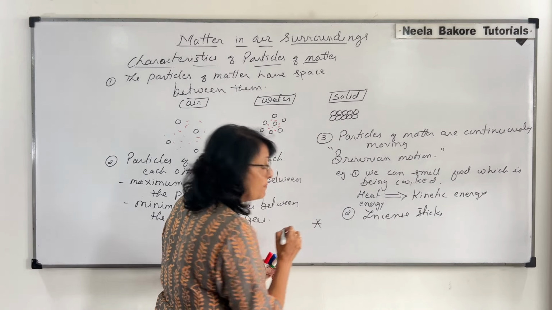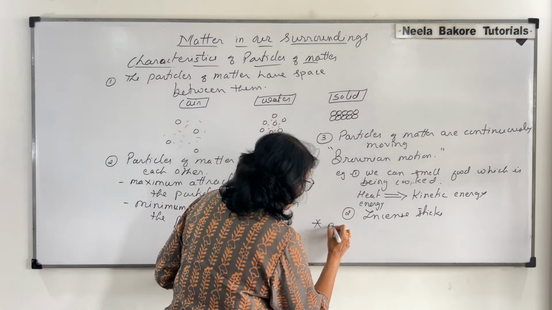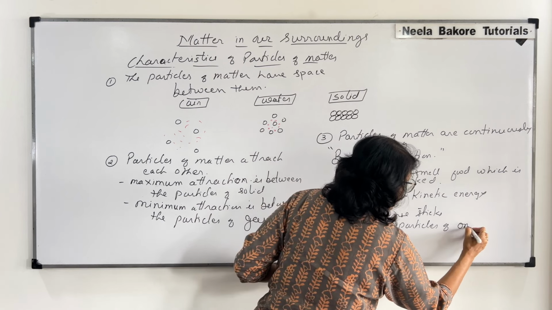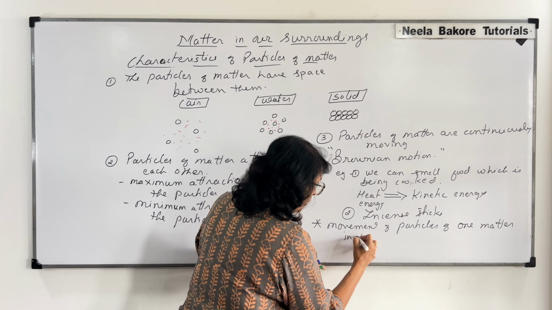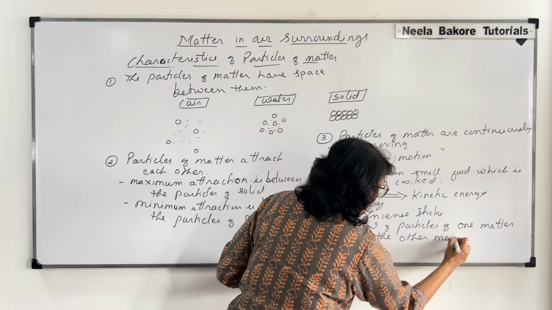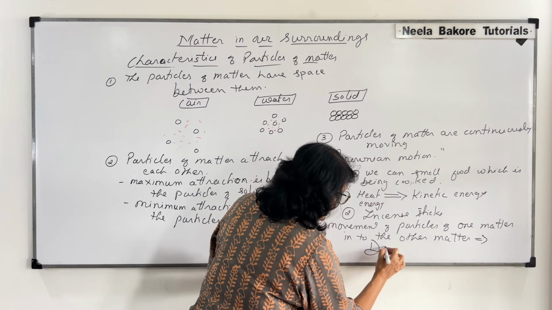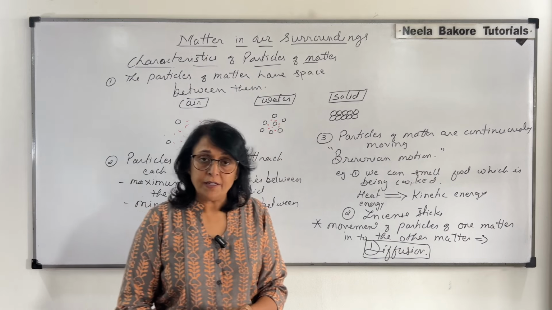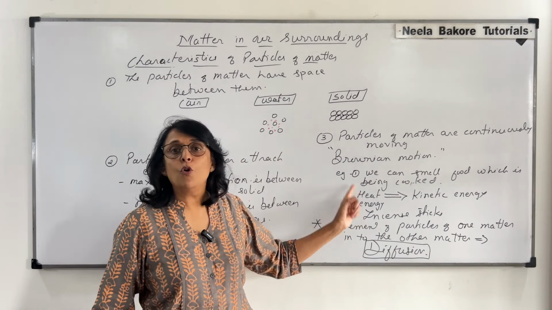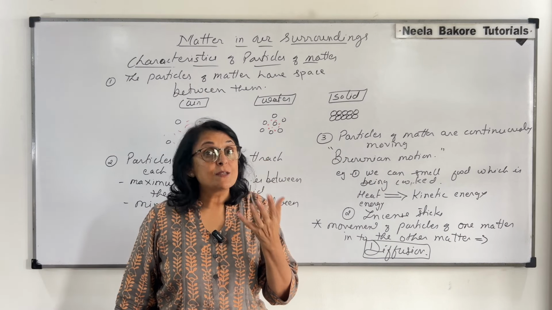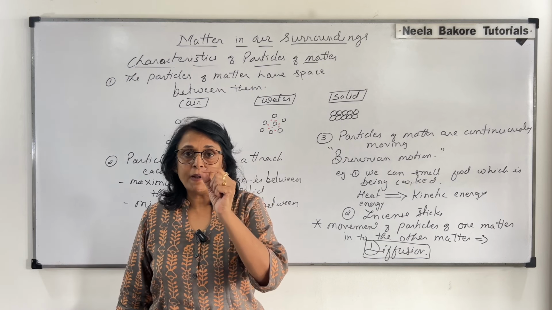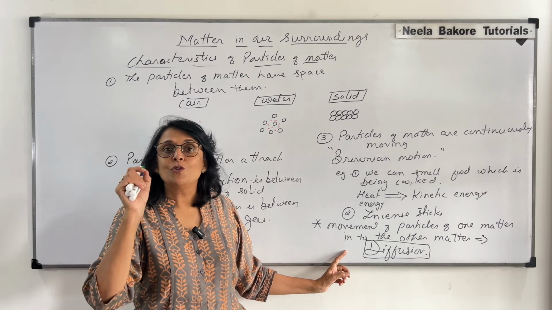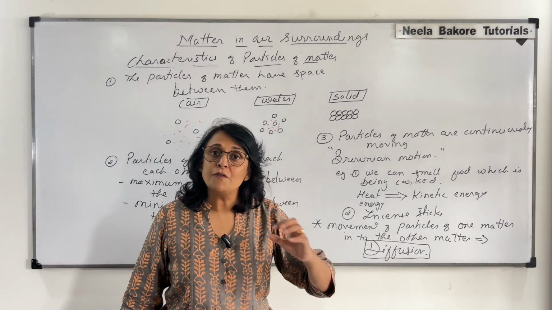This intermixing of particles, or in other words, we can say movement of particles of one matter into the other matter, this process is known as diffusion. So what exactly is diffusion? Diffusion is when particles of one matter move between the particles of other matter, like in the case of cooked food. The particles which are giving us that smell, we call them aromatic particles. They have aroma. So those particles, that is one matter, are moving between the particles of air, which is another matter. Here also, particles of those incense sticks are moving into the particles of the other matter.